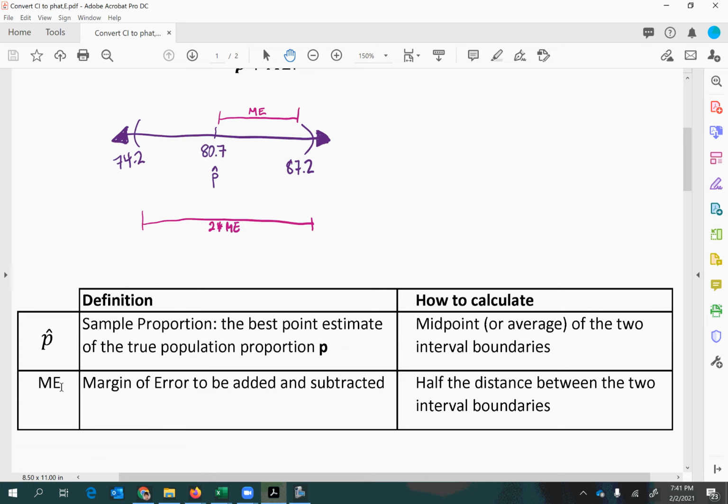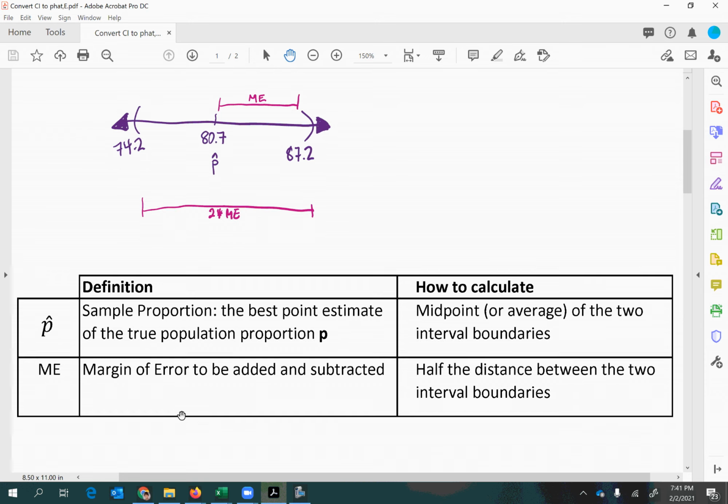Then we have ME for margin of error. Sometimes you might see it marked with an E or sometimes other things, but typically an ME or just an E for the margin of error. And it's the distance to be added and subtracted to p hat. Half the distance between the two interval boundaries is how we calculate it.